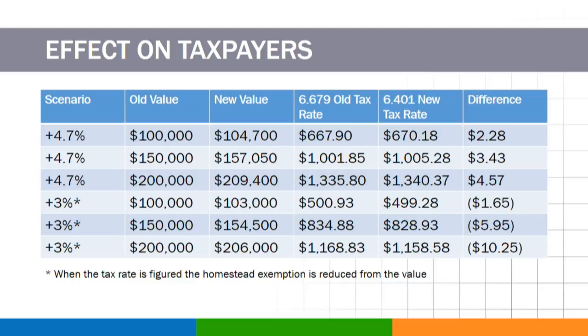Did you have a question? Okay, sorry. And then the 3% are those property owners that have Save Our Homes and the homestead exemption. Save Our Homes does not allow your property value to increase more than 3% a year. So with that, when you look at the homeowner of a $100,000 home, their property value goes up to $103,000. Under the old rate, they would have been paying $500.93.